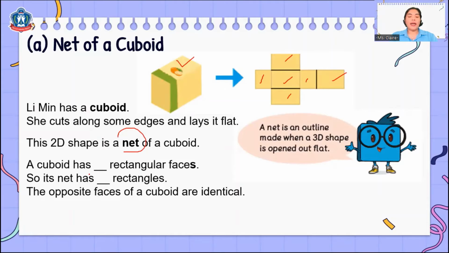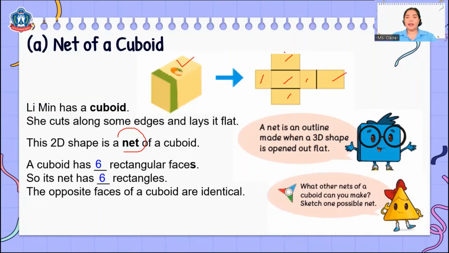So a cuboid has 6 rectangular faces. So it has 6 rectangles. The opposite faces of a cuboid are identical. This one, two of the opposite faces are identical. So it has 2 smaller rectangles also on both ends. So what other nets of a cuboid can you make? Okay, can we make a square as a cuboid?